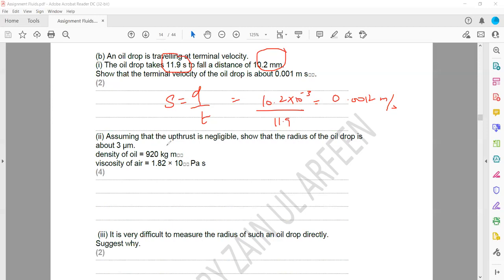Assuming that the upthrust is negligible, show that the radius of the oil drop is 3 micrometer. The density of oil is given, and the viscosity of the air is a fixed value. It is 1.82 times 10 to the power minus 5. That's the viscosity of air.